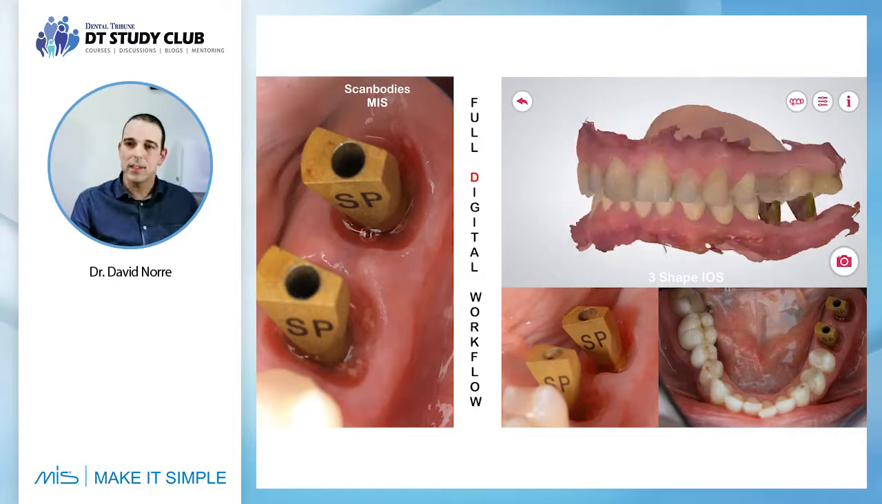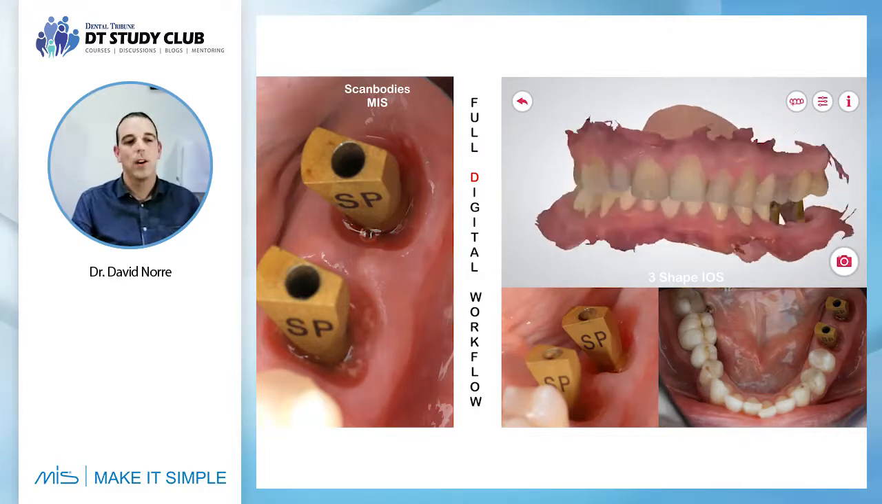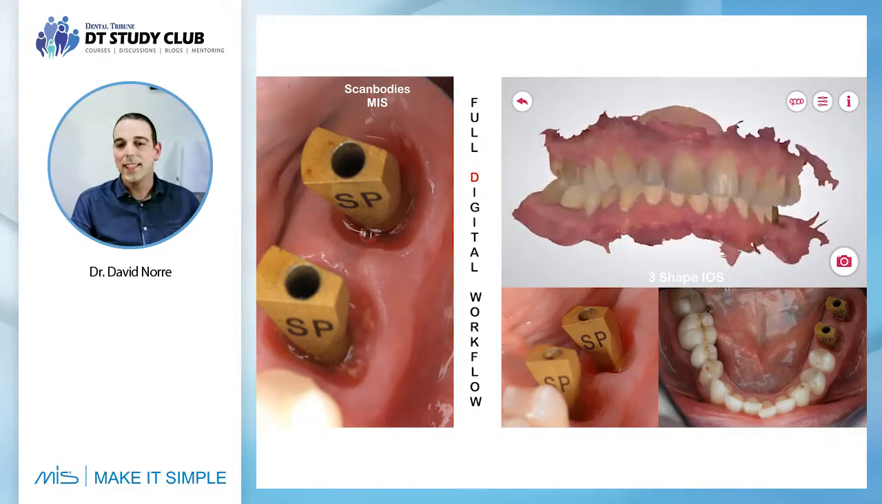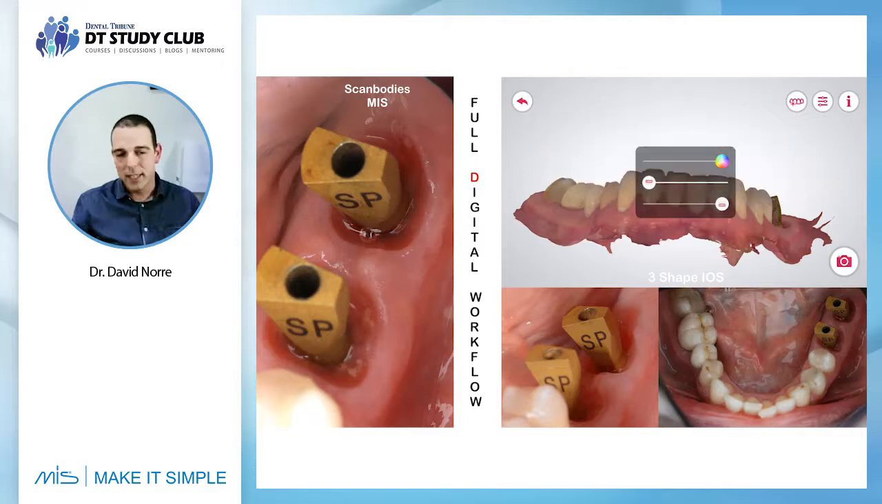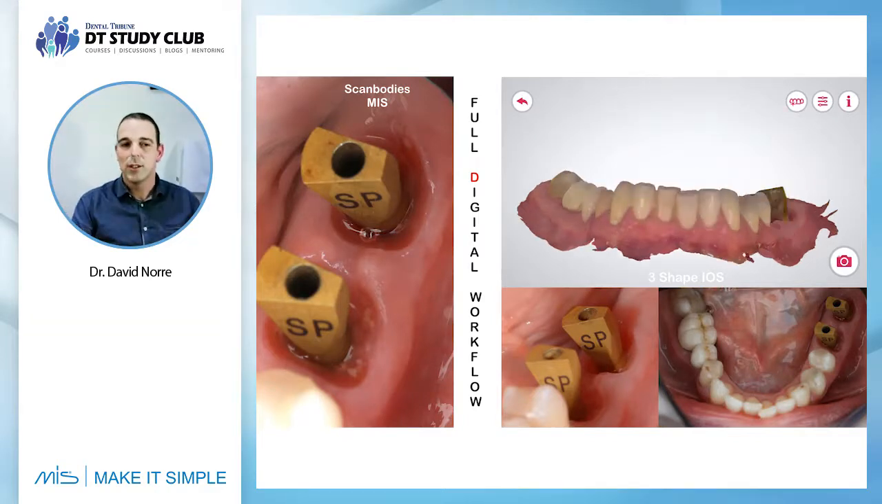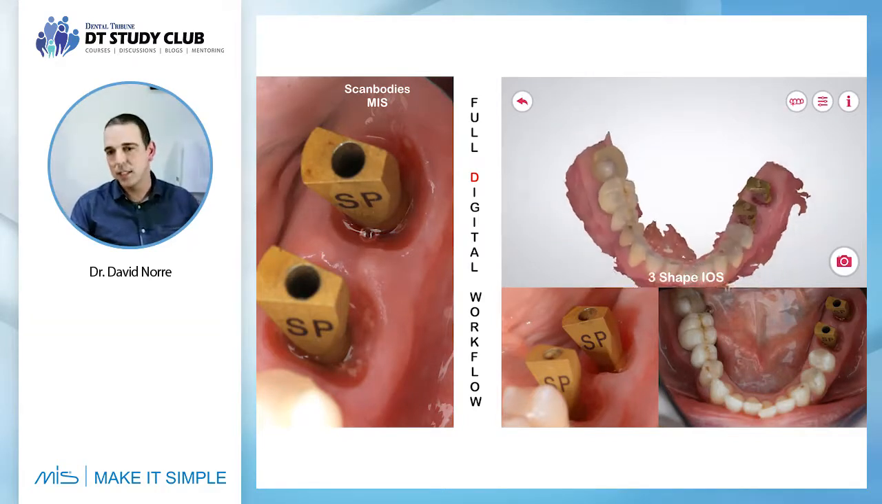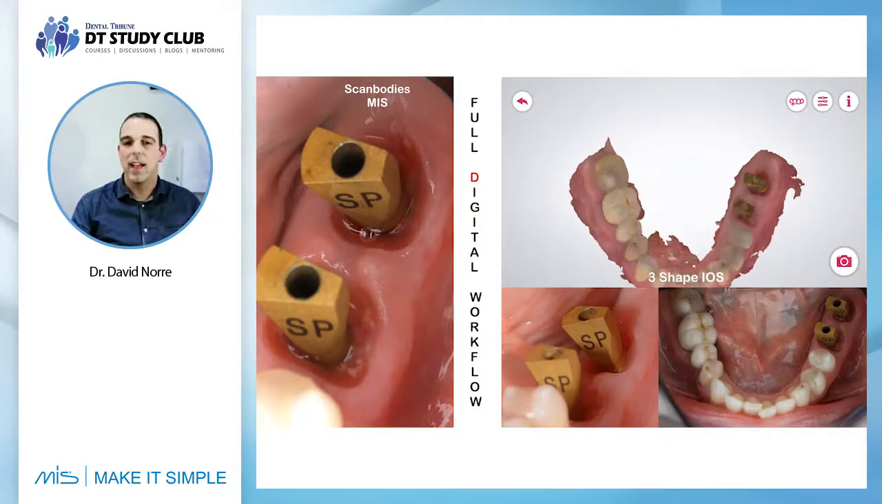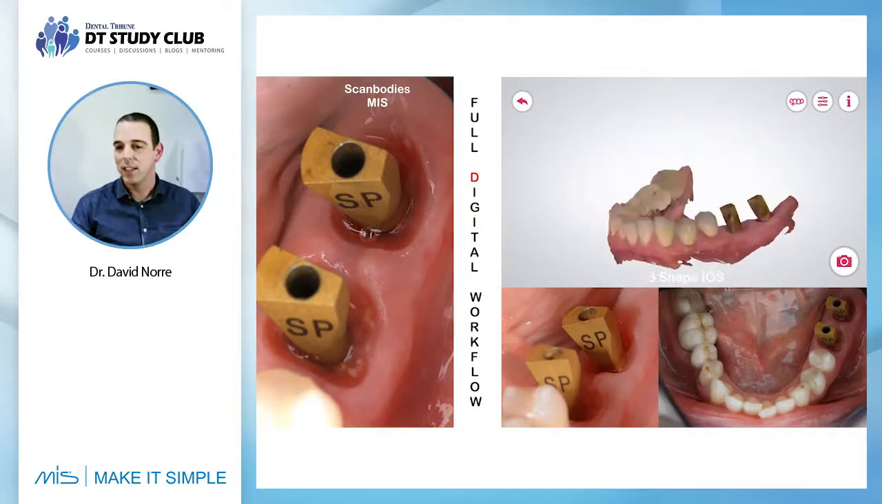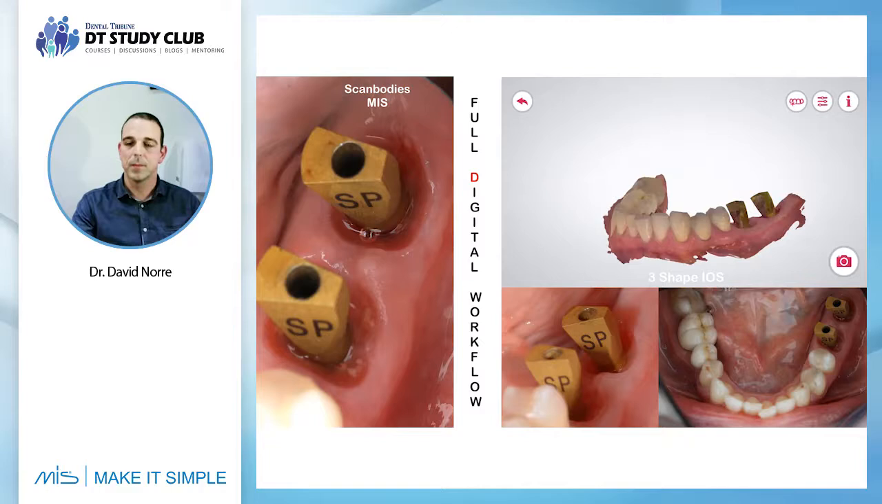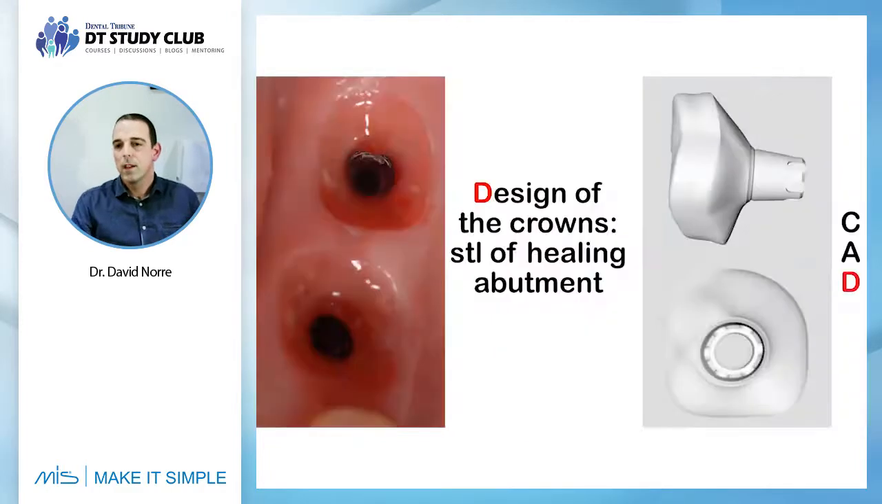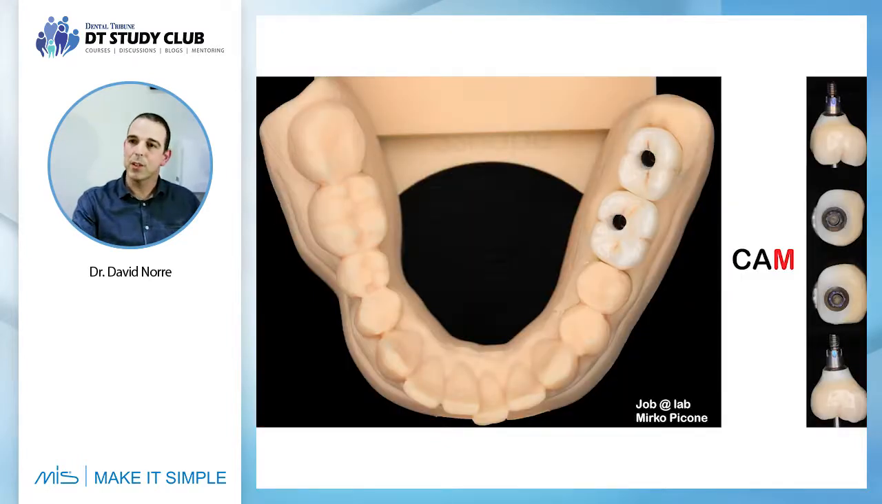You scan the two implants, and your full digital workflow is perfectly possible. Again, it's impossible to scan the contour of these implants completely. So you just do the scan bodies, you send the STLs, and they can completely copy the healing abutment without compression. So we have the design of the crowns completely following the CAD design of the healing abutments.